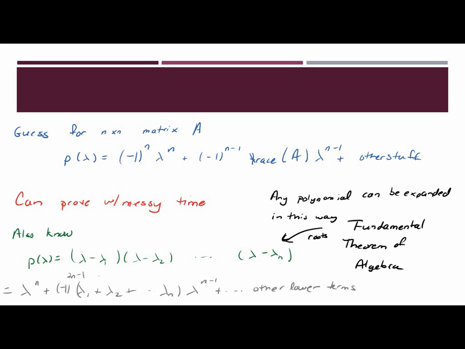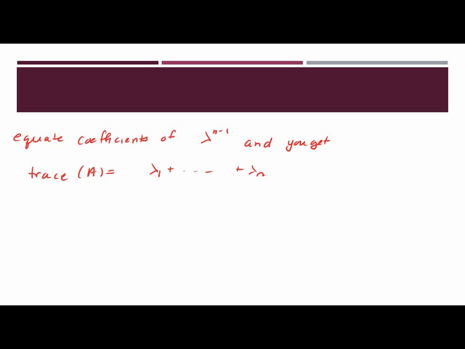The only way two polynomials can be equal is if their coefficients are equal. And so there you have it. You equate the coefficients of lambda to the n minus 1, and you get the trace of A is exactly equal to lambda 1 added up to lambda n.